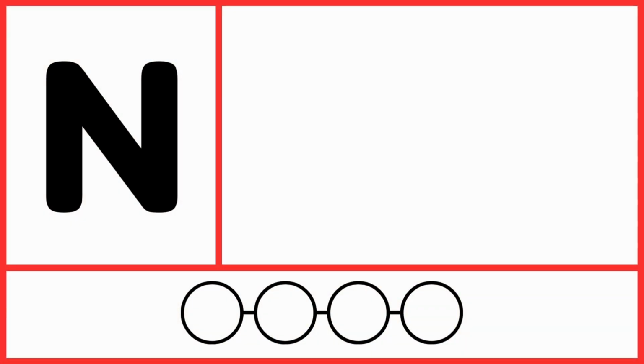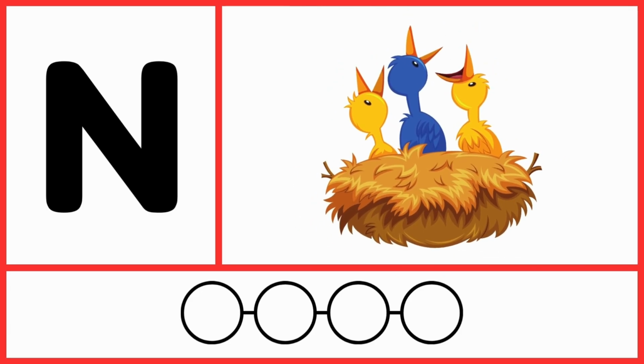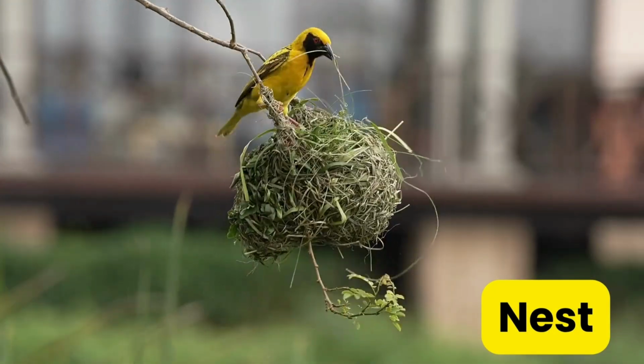N. N is for nest. Let's spell it. N, E, S, T. N is for nest. Nest.